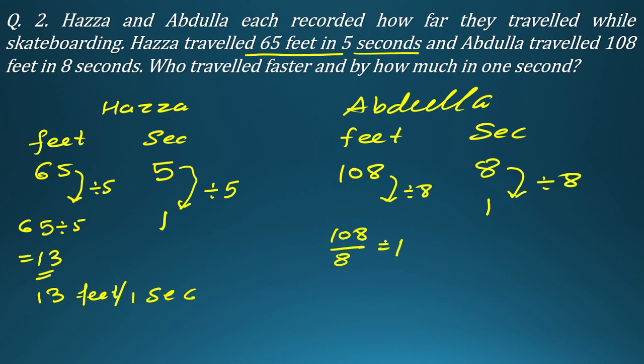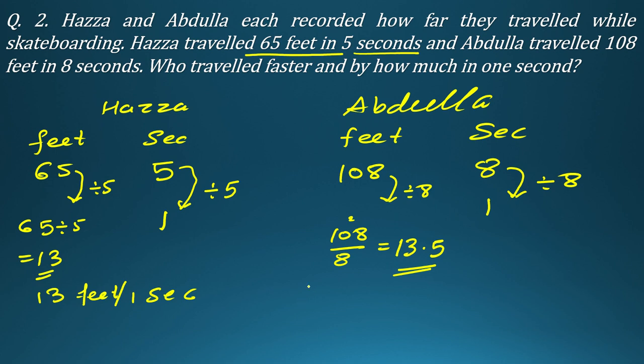Okay, so I think we cannot divide it completely; it will be in the decimal. It's okay, we'll divide it. 8 ones are 8 and 2 for 2, remainder 28. 8 threes are 24, and then 5, remainder 0.5. You just check the division. Okay, 13.5 feet in 1 second for Abdullah.